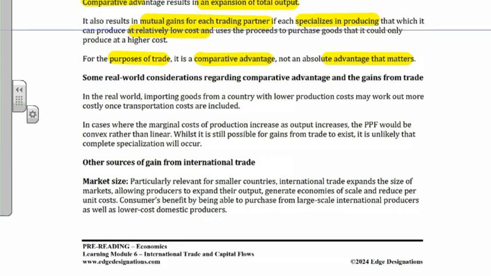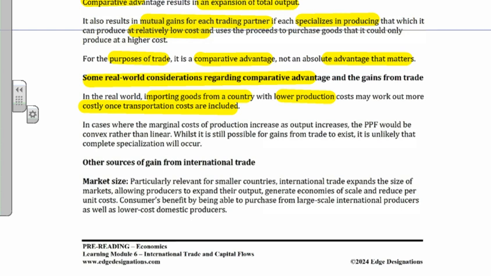Some real-world considerations regarding comparative advantages and gains from trade. Importing goods from a country with a lower production cost: just keep in mind there are transportation costs, and at the end of the day it might work out to be more costly when you take into account transportation costs.